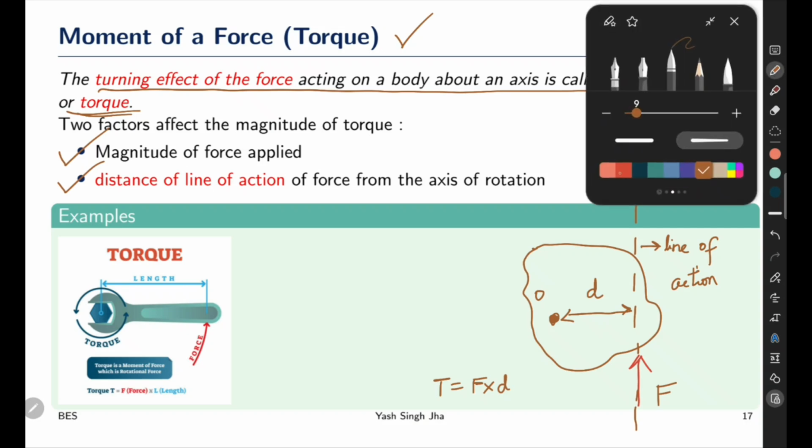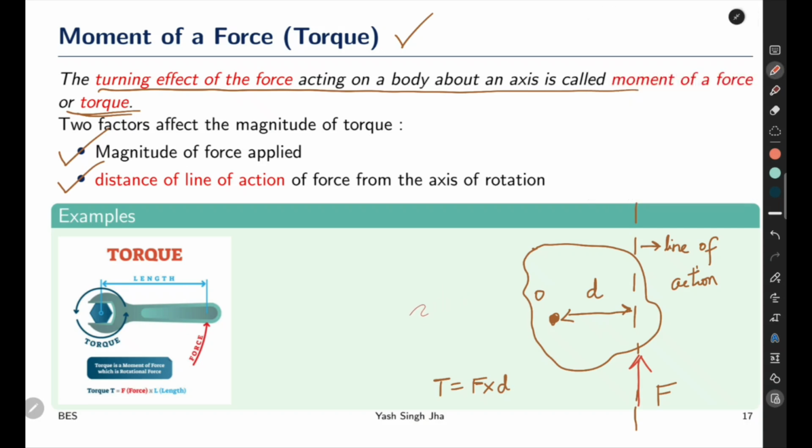Suppose there was another force acting in this direction. The line of action in this case would be this dotted line, and the distance between the axis and the line of action would be this distance, the perpendicular, the shortest distance. Let this distance be d2 and this force be F2. So torque in the second case would be F2 times d2. A very simple calculation.